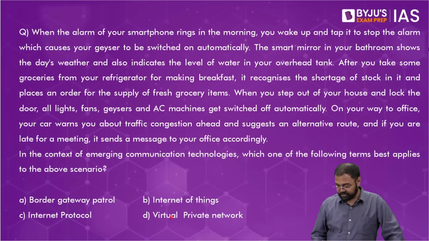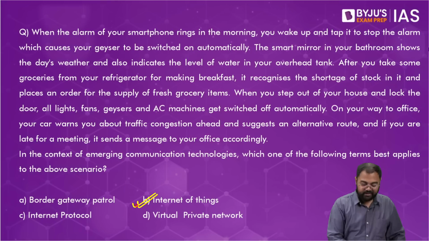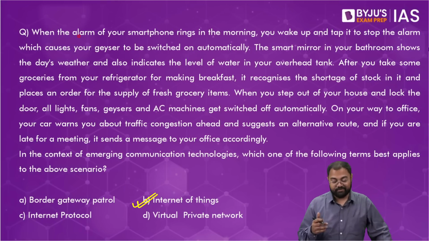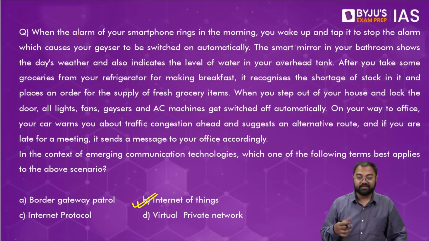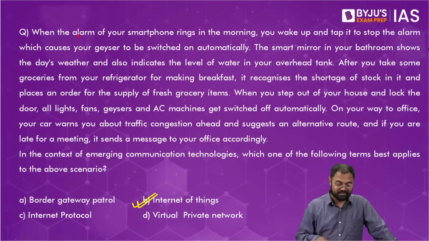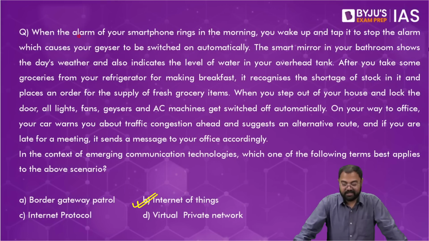So this was the question that was asked in your paper. Consider a morning where your device shows the day's weather and also indicates the level of water in your overhead tank. After you take some groceries from your refrigerator for making breakfast, it recognizes the shortage of stock and places an order for fresh grocery items. When you step out of your house and lock the doors, all lights, fans, geysers, and AC machines get switched off automatically. On your way to the office, your car warns you about traffic congestion ahead and suggests an alternative route. And if you are late for a meeting, it sends a message to your office accordingly.